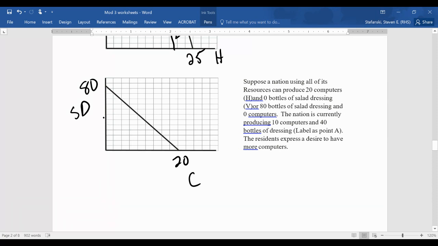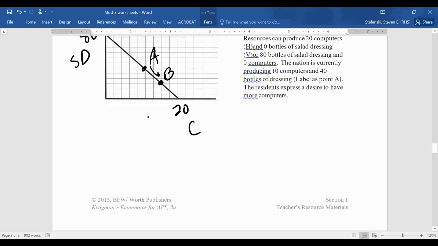So I don't know. We'll just say right here. Okay. And label that point at point A. All right. So that's point A. And it says the residents express a desire for more computers. So more computers would make us slide down this to here to B. Okay. So that would be what that graph looks like.